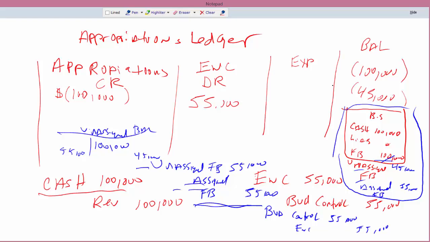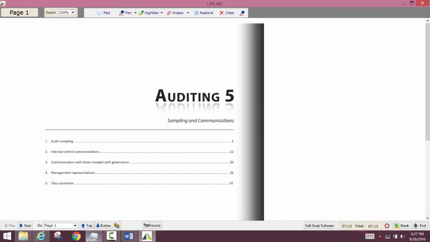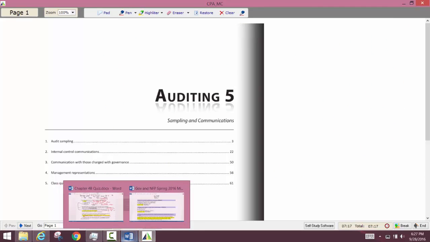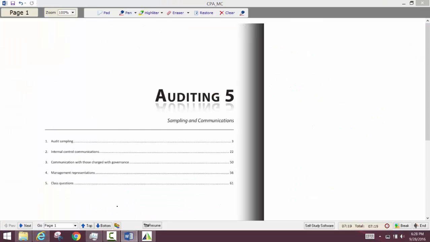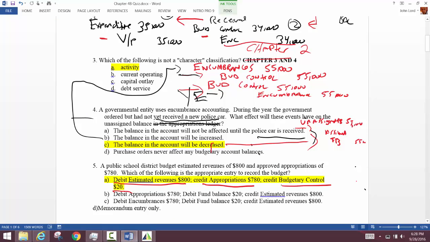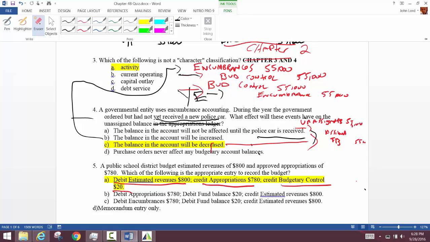Okay. All right. So when you look back now at, where were we? Right here? Okay, now when you look back at that question, what happens? They tell us a police car that you ordered that you had not yet received, what effect is it going to have on the what? On the unassigned fund balance.